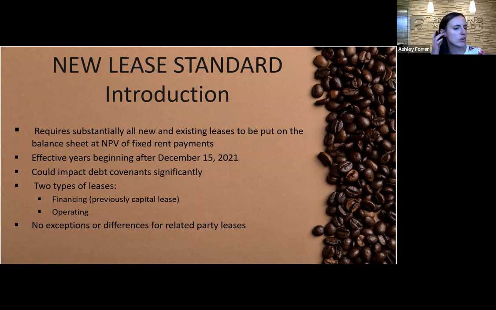And just one note is that there's no exceptions or differences for related party leases. I know a lot of our clients own the building that the operating company is renting from, and there's no exceptions or differences. The standard just says that any legally enforceable lease falls under the standard, even with a related party.